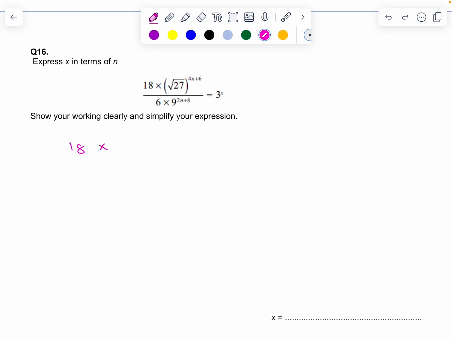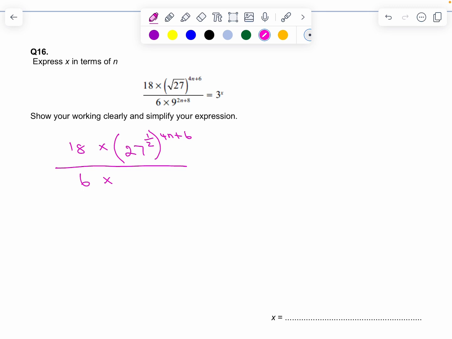So I've got 18 times the square root of 27. Now, we learned that the square root of 27 is the same as 27 to the power of a half. And we've got the 4n plus 6 outside. So I'll just write that for now.